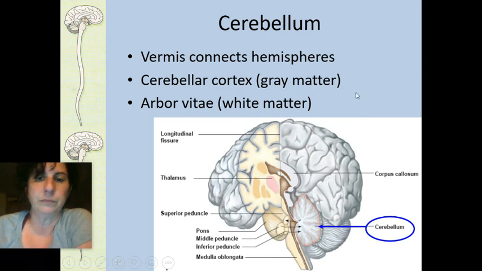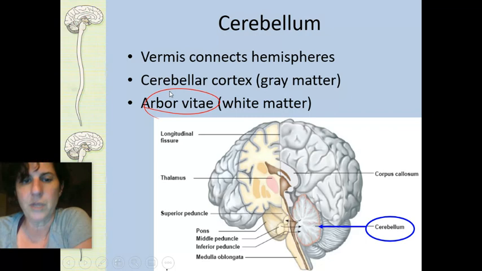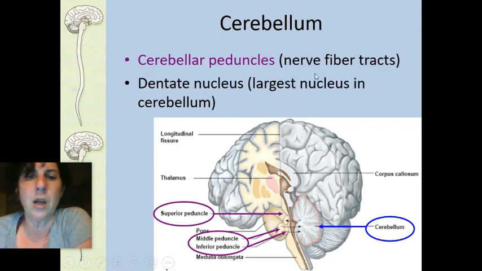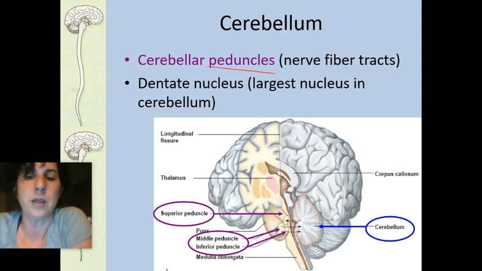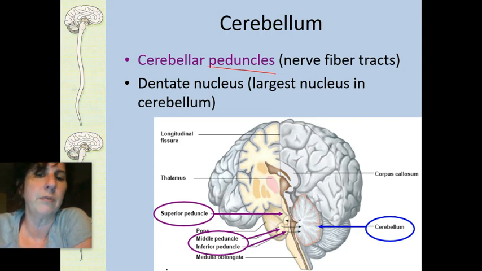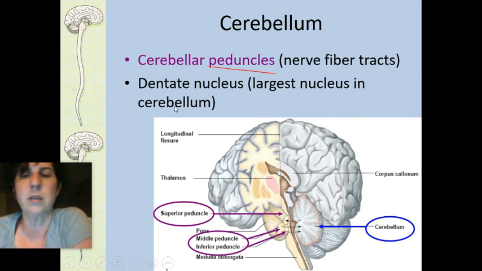All right, there's the white arbor vitae, and then the cortex. Just like you have a cerebral cortex, you have a cerebellar cortex too, and that's just the gray matter that surrounds that arbor vitae. All right, you have cerebellar peduncles. Okay, these are just little nerve tracts that run and communicate information in there. Same with that little dentate nucleus in there.